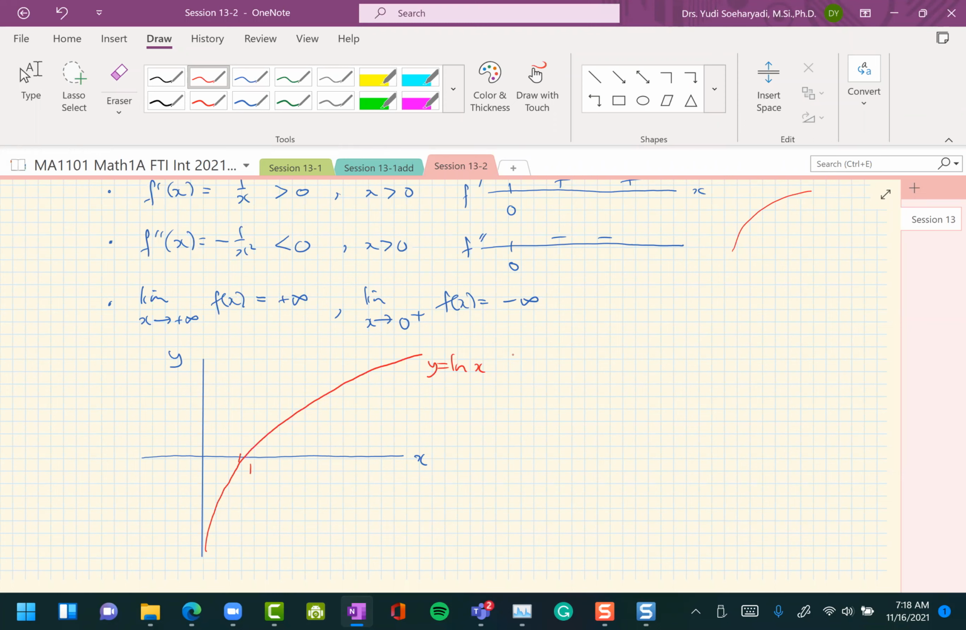Okay, so the problem now is, how do we... what is the base of this log? Okay, what is the base? Let's see. Okay, we'll deal with that later.